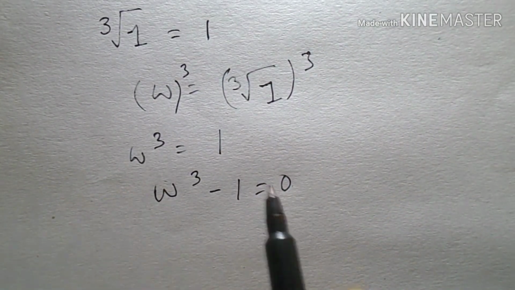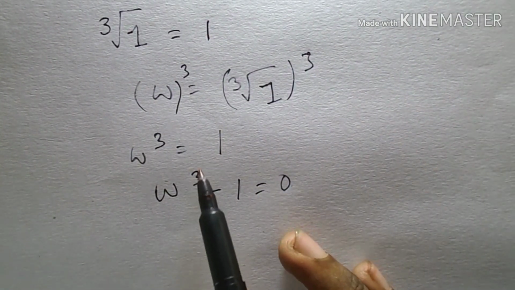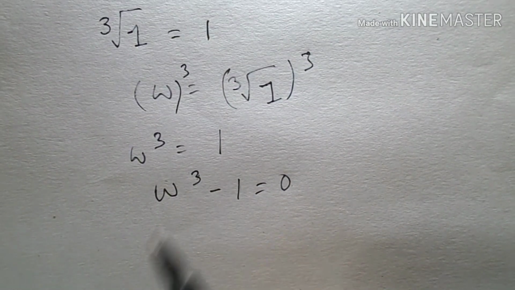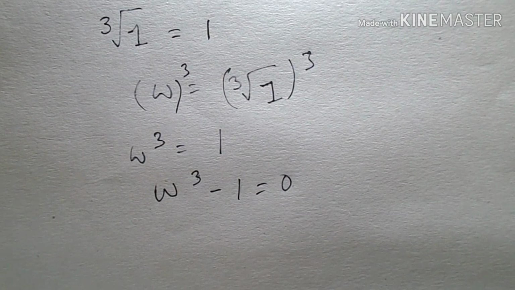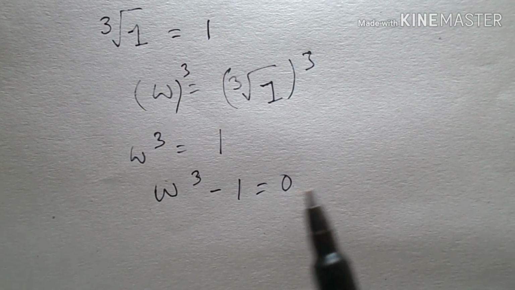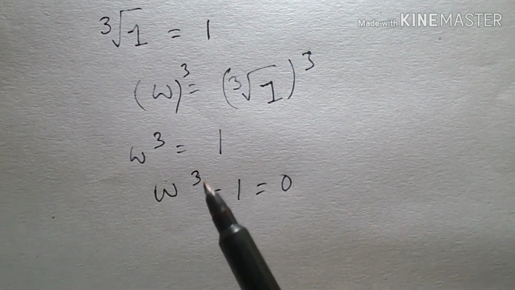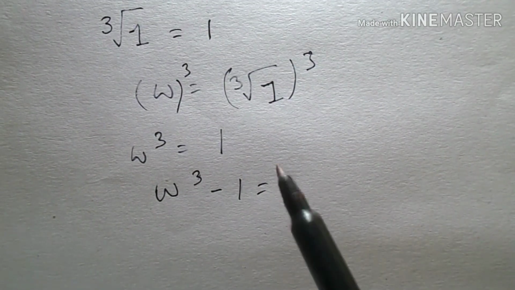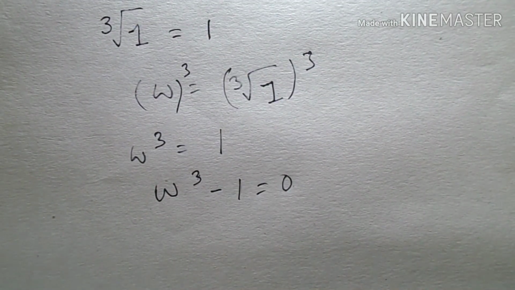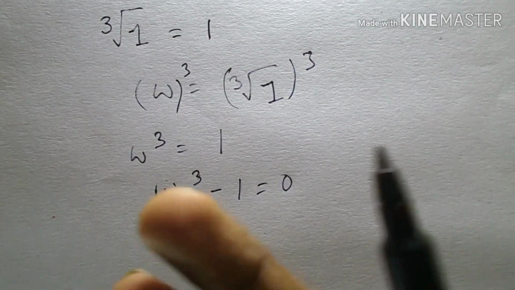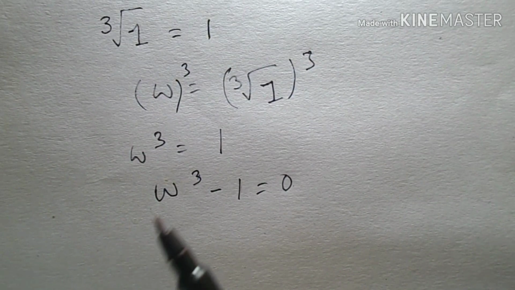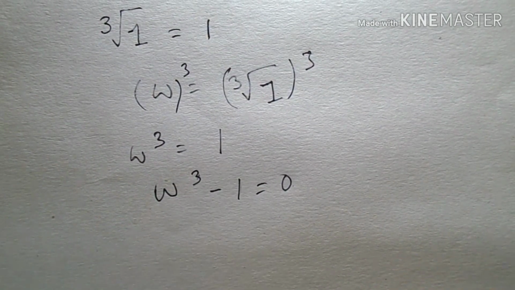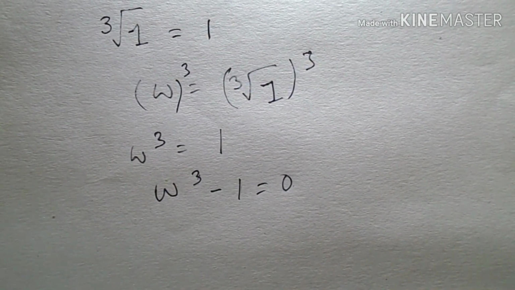Now see, this is an equation of the third degree because the highest power is 3. And we know that a third degree equation would have 3 solutions. So omega cube minus 1 would have 3 solutions. If omega, the cube root of unity, has 3 solutions, then what are the other 2 solutions? That's the main aim of this video.